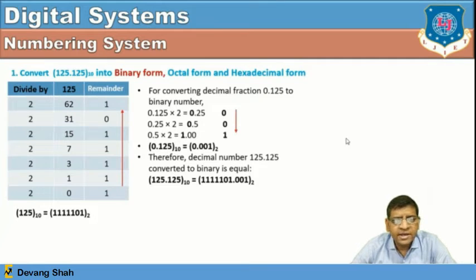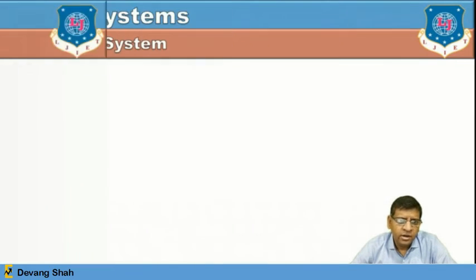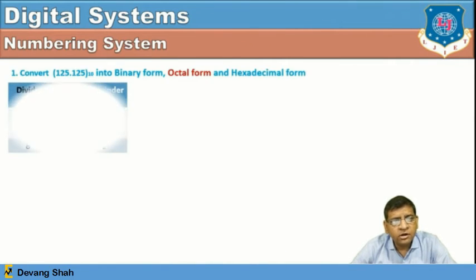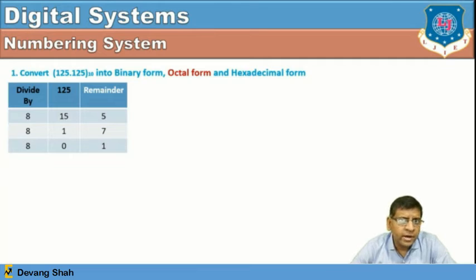So this sequence is always from top to bottom, like that arrow shows. So my complete answer for 125.125 decimal number into binary is 1111101.001, right? That way you can convert this particular decimal number into binary form. The same number you can convert into octal form. You already know the binary form, so you just take groups of 3 bits. In the same way for hexadecimal, you take groups of 4 bits and you can easily convert.